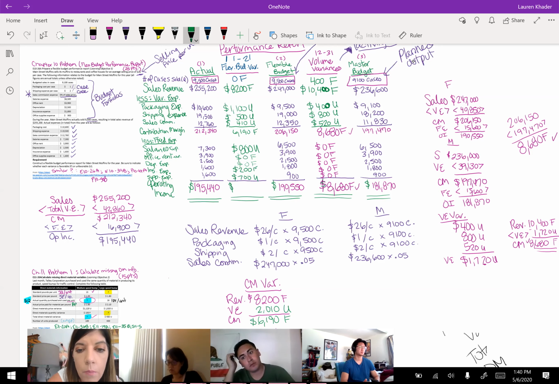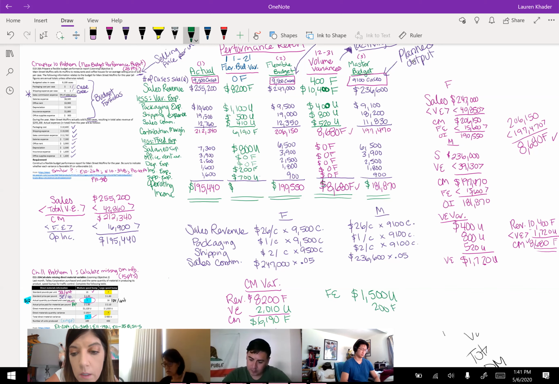For the operating income variance, figure out the fixed expenses. So the fixed expenses, you have 800 plus 700 unfavorable, right? So 1,500 unfavorable. And then you have 200 in favorable variances for fixed expenses. So 1,300 unfavorable for fixed expenses is a variance.